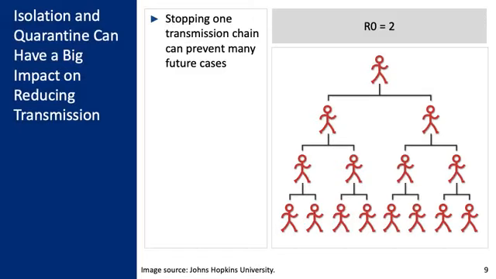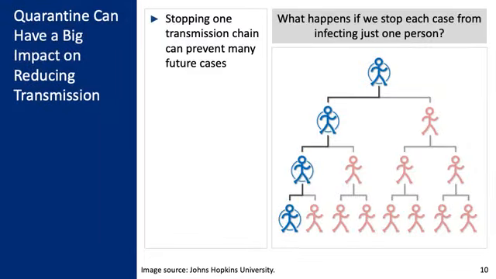Isolation and quarantine, which we'll define shortly, can have a big impact on reducing transmission because they serve to limit contact between people who are infectious and others. And as we know, stopping just one transmission chain can prevent many future cases. As you can see here, if each infected person infects 2 other people, an outbreak can grow very quickly. However, if we can stop just one of those people from being infected at each step, we can really have a big impact on the total size of the outbreak and reduce transmission.